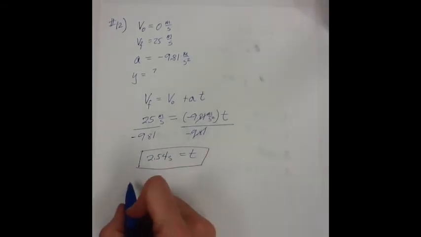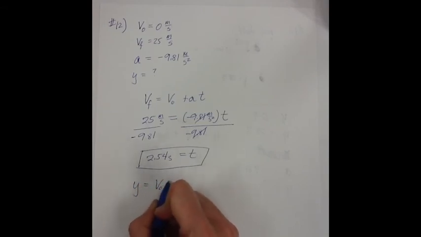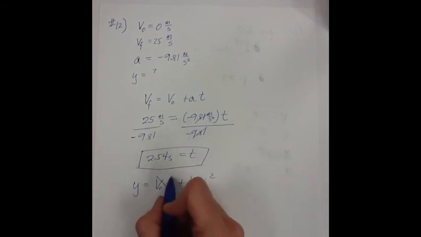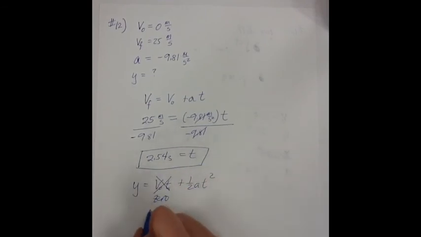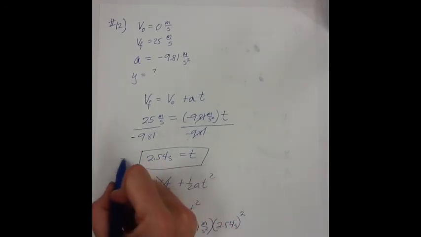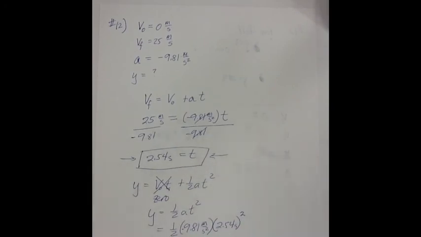And then I can use that in this equation, initial velocity times time plus 1/2 AT squared, except my initial velocity is 0. So I get y is 1/2 AT squared. So I get 1/2 of 9.81 meters per second squared negative times a time of 2.54 seconds squared. Oh, by the way, time is always an absolute value. There's no such thing as negative time, so we don't need to worry about negatives there.